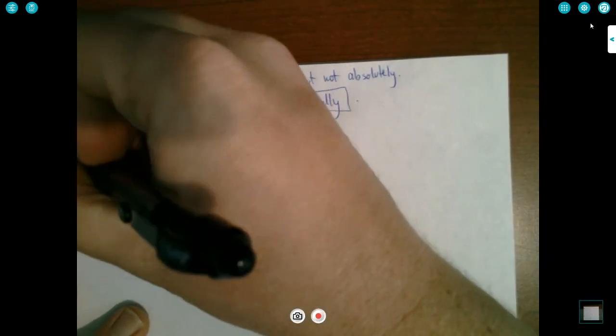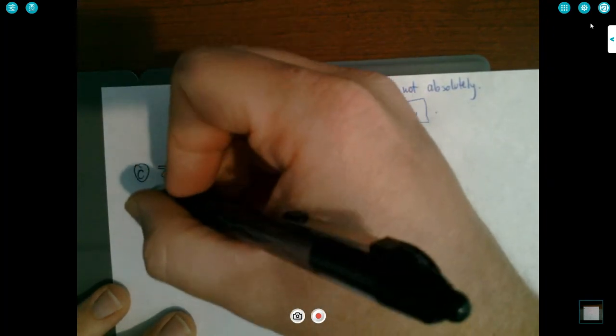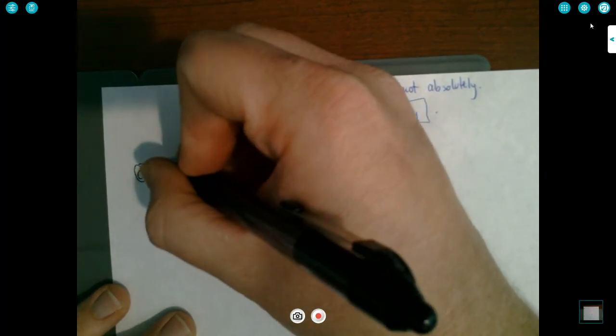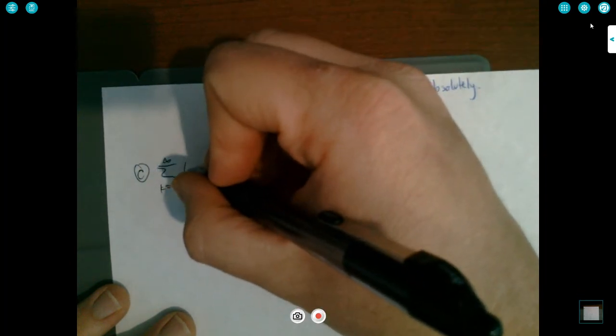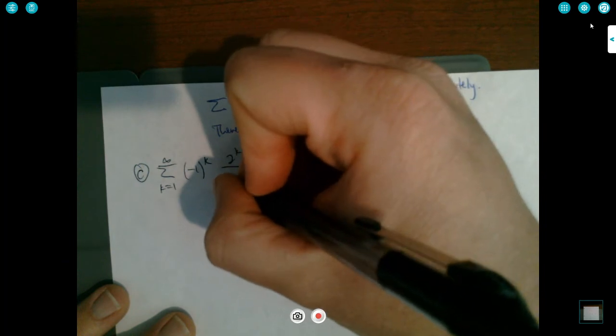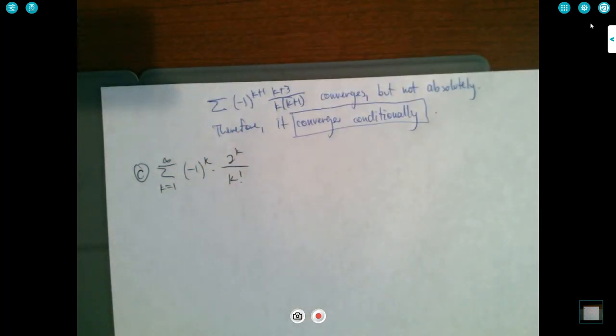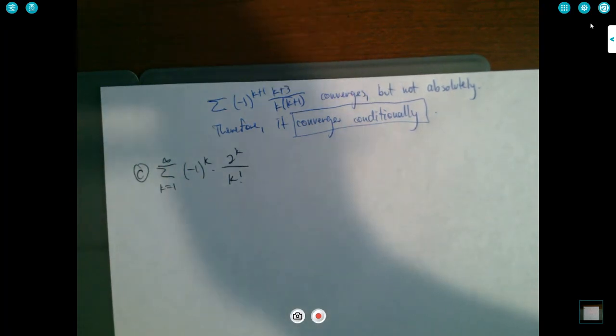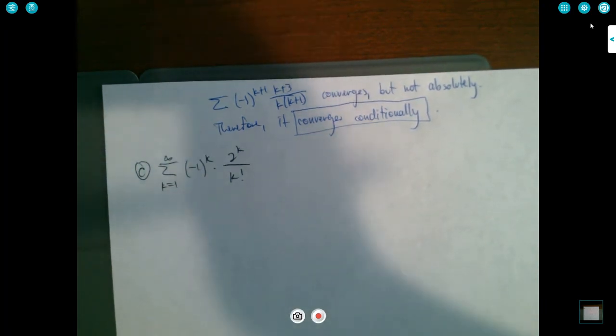Okay, let's look at another one. We've got the sum from k equals 1 to infinity of negative 1 to the k times 2 to the k over k factorial. Okay, so first of all, I'm going to determine if this thing converges absolutely. So I'm going to take the absolute value.